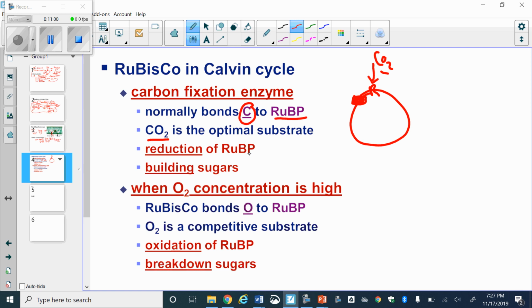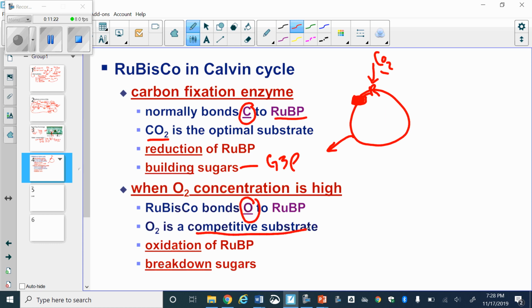We're trying to get them to gain some electrons as it goes through. And the whole goal is to build sugar, specifically, remember, G3P. So we're trying to rip off that G3P from the cycle and be able to continue this process. But here's the issue. When oxygen concentrations get really high, instead of bonding carbon dioxide, it starts bonding oxygen.